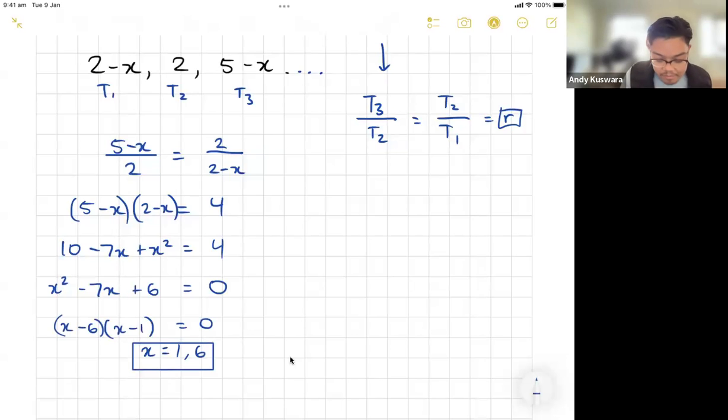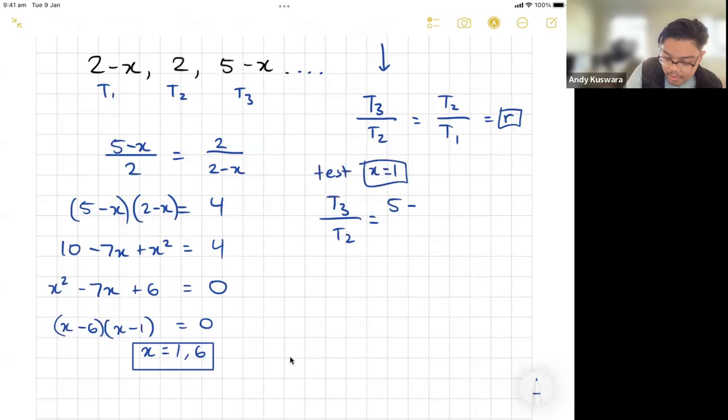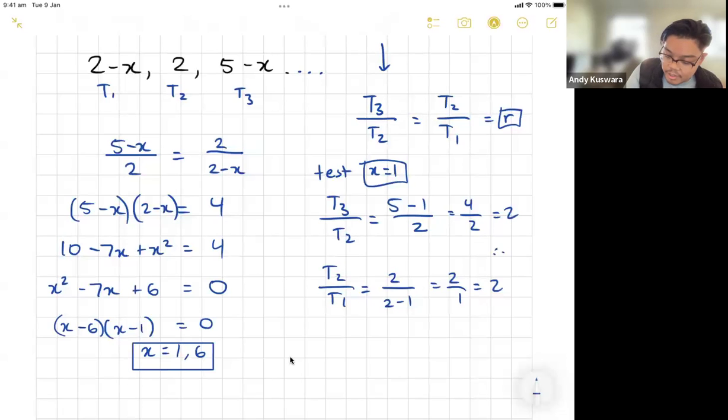Okay. Now, I've got two solutions. We're going to test both, but I'm going to assume that they're going to give us the same ratio. What's T3 over T2? T3 would be 5, take away, let's test for x equals 1. That means T3 on T2 is going to be (5 take away 1) over 2. And then let's see what T2 over T1 is going to equal. It's going to be 2 over (2 minus 1). You can see that both of these equal 2. So that means our ratio is 2.